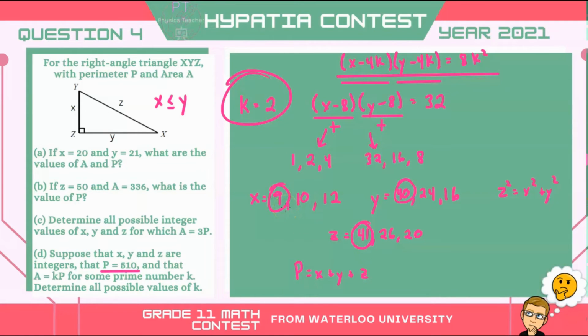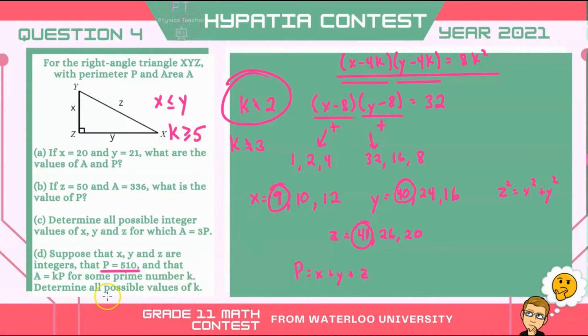Now you can also do the same analysis with k equals 3. And it's not going to work. k cannot be 3. k cannot be 2. So what we're left with is that k must be at least greater than or equal to 5.